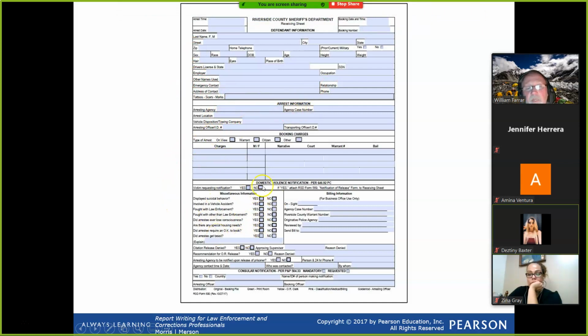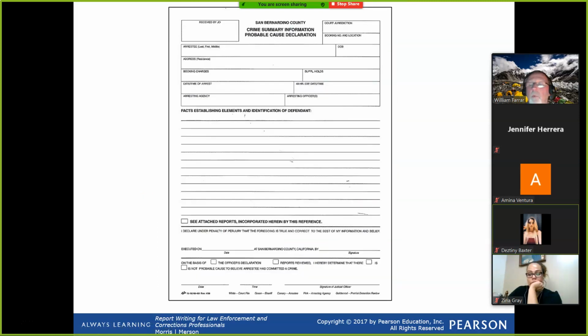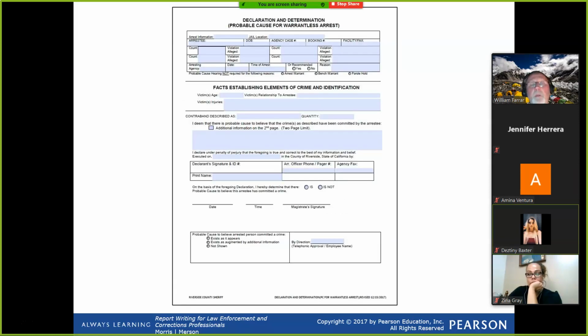They have some miscellaneous information, you can see, like any suicidal behavior, any special housing needs, etc. So, different forms. Here's the probable cause form. You've already seen this before. So if you're going to take someone to county jail, this is one of the little miscellaneous forms that you would fill out to establish probable cause.